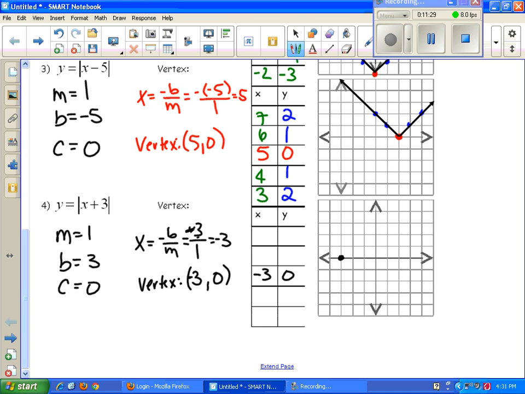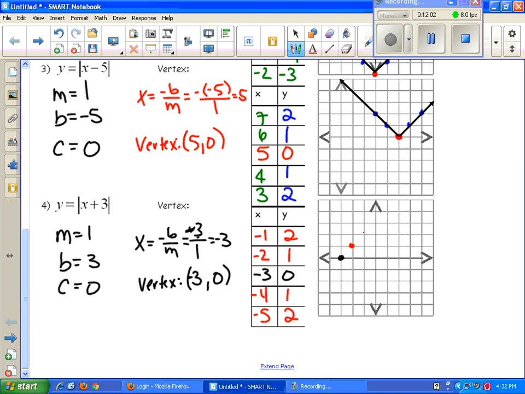So now if I pick two x coordinates to the right of negative 3, negative 2 and negative 1, to the left would be negative 4 and negative 5. Then if I take the x values and plug into my equation, I'm going to get my y values. If I plug in negative 1 plus 3 gives me 2, and the absolute value of 2 is 2. If I plug in negative 2 plus 3 is 1, and the absolute value of that is 1. If I plug in negative 4, I would get 1, and negative 5 would give me 2 for an answer.